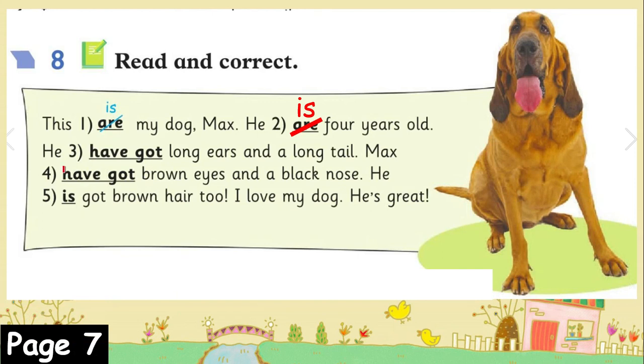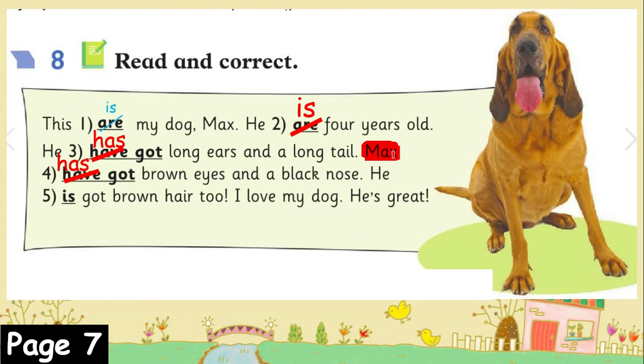Number 3, he blank got long ears. He have got long ears and a long tail. So we're going to omit have got and change it with has. He has. Next, we have here Max. Max pertains to a boy dog. So that's he. So we're going to change have to has, brown eyes and a black nose.